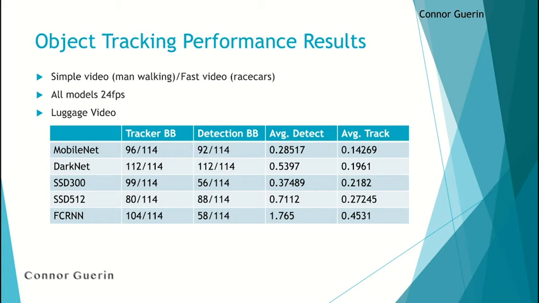We can compare the results for running the tracker versus the detector for different videos and different models at 24 frames per second. The columns of these tables correspond to how many frames correctly had a bounding box on the object when using the detector method and tracking method, the average detection time, and the average tracking calculation time. For the simple video of the man walking with luggage, both methods and all models performed relatively well. In all cases, we can see that the time for a tracker is faster than performing an object detection. Most models were able to track the man walking across the screen for nearly all frames.